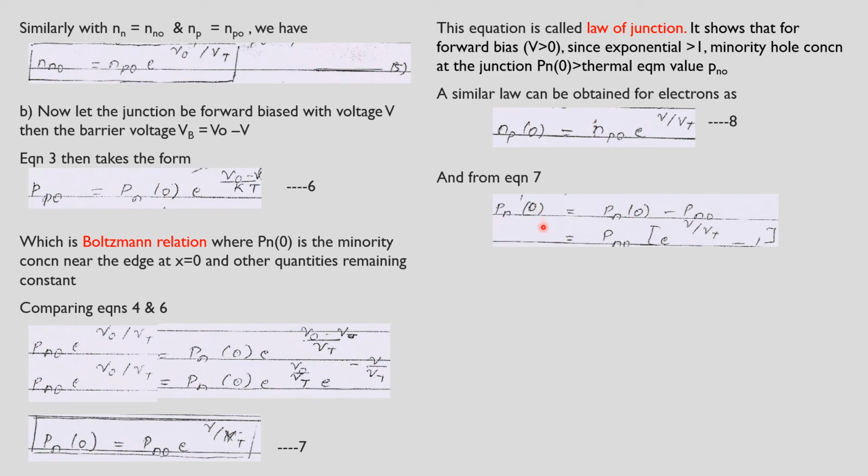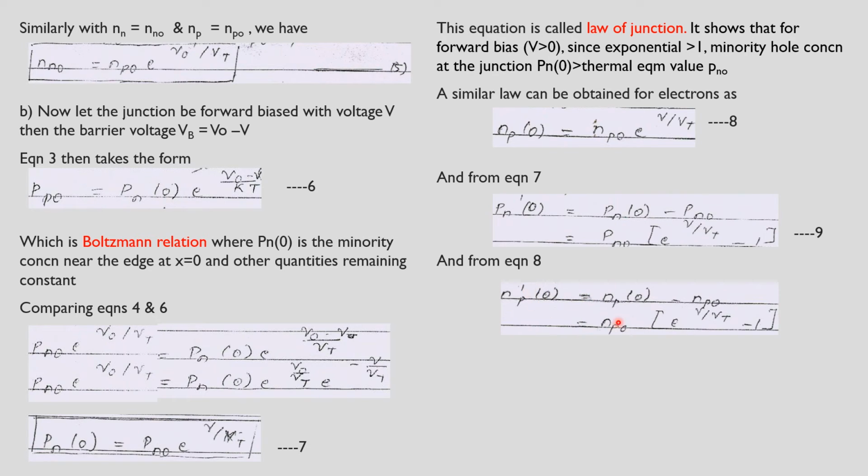From equation 7, Pn dash of 0 is equal to Pn of 0 minus Pn0. So we can substitute Pn of 0 and we will get Pn0 taking common into e raised to V by Vt minus 1. Equation 9. From equation 8 also we get a similar type of equation. Np dash of 0 is equal to Np0 into e raised to V by Vt minus 1. Equation 10.